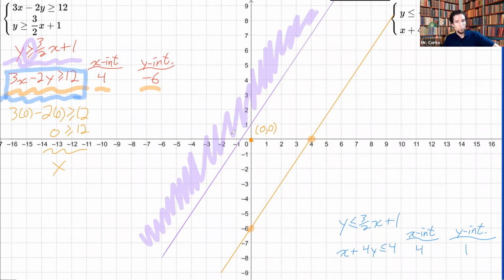It can be a little bit confusing if we are shading above or below. You can't just go by the sign of the inequality. It kind of reverses depending on what side of the origin you're on. So testing a point is a very good habit to make sure that you are shading the correct side here. So let's redo this, and we are shading below.